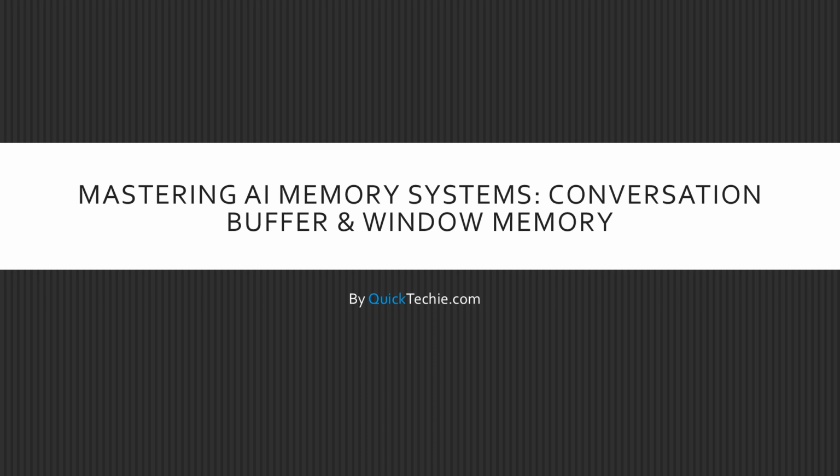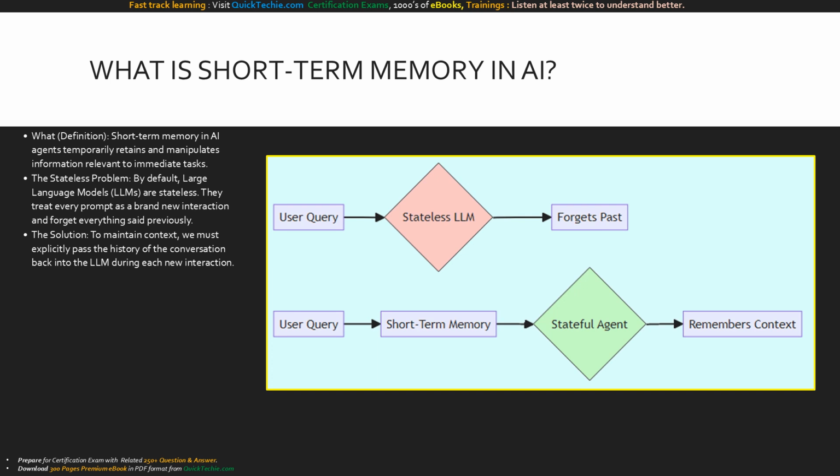Let's get started. To understand memory, we first have to understand the core limitation of large language models. They are completely stateless. Imagine talking to someone who gets amnesia every time you finish a sentence. That is how a raw LLM operates. To have a coherent conversation, the AI needs short-term memory.